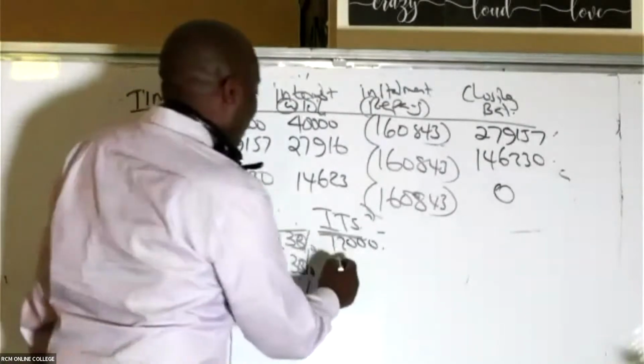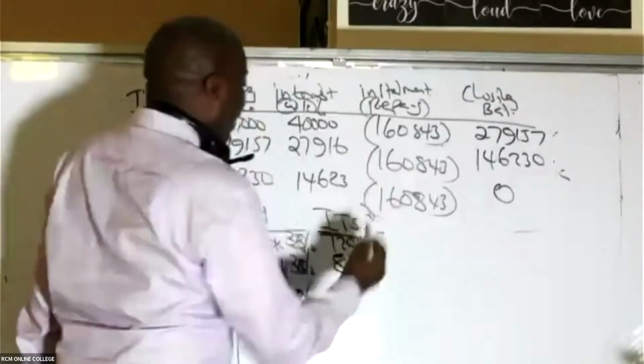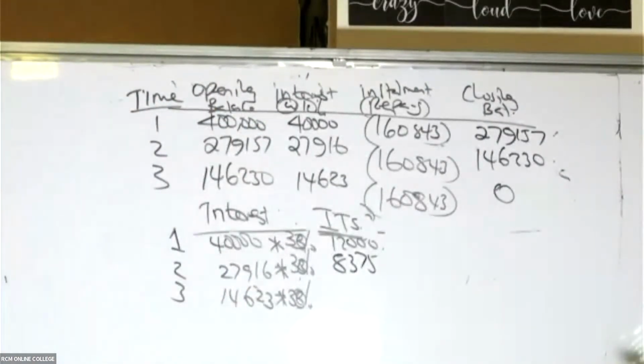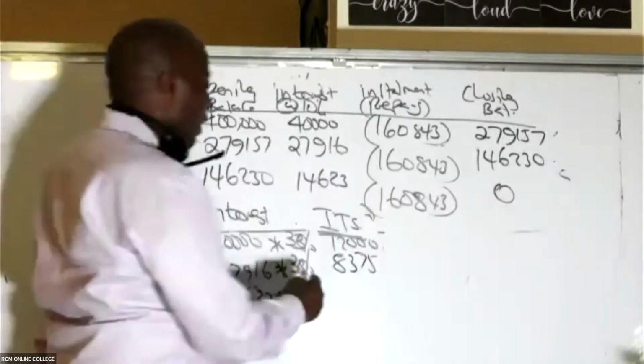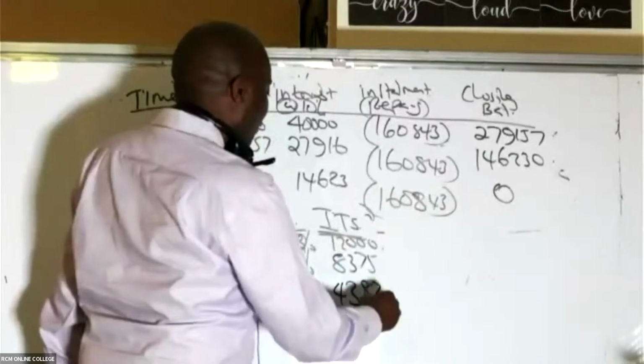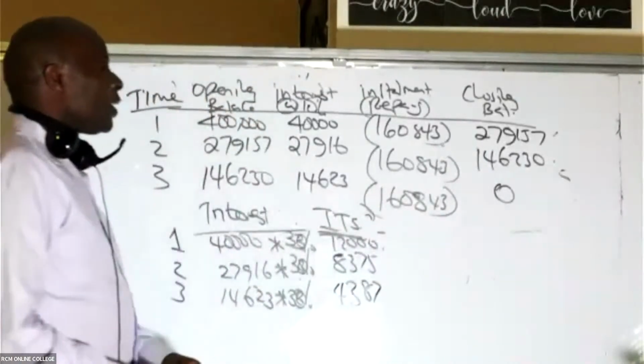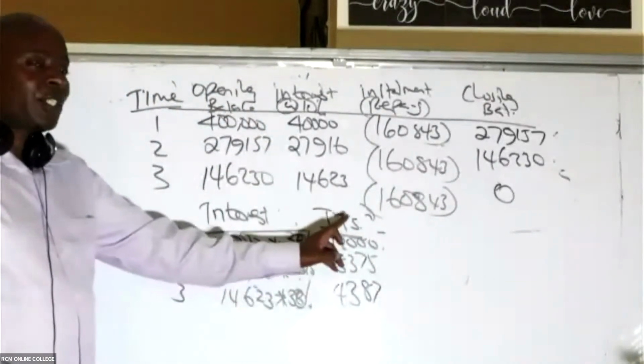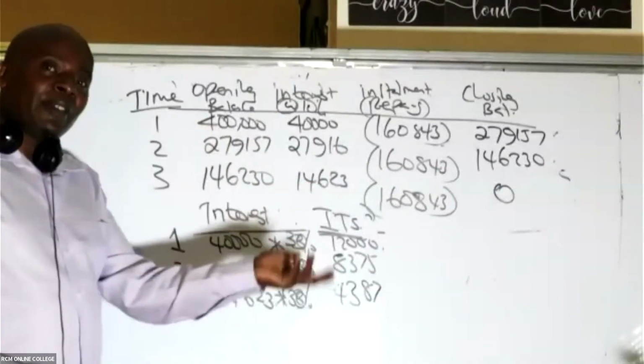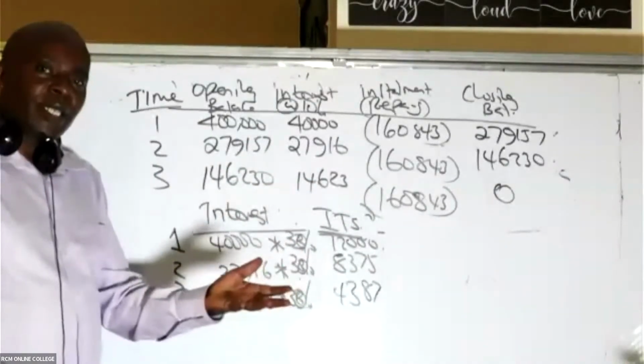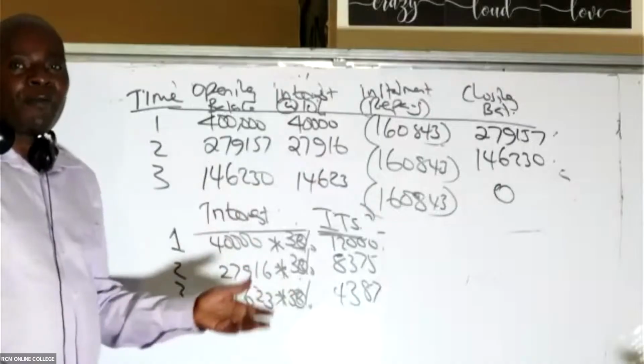8375, winning is winning here. And then we got the last one. The last one, what do we have? 4387. So please write this in full. It is interest tax shield or interest tax benefit. Even a shield is to confuse students. It is interest tax benefit.